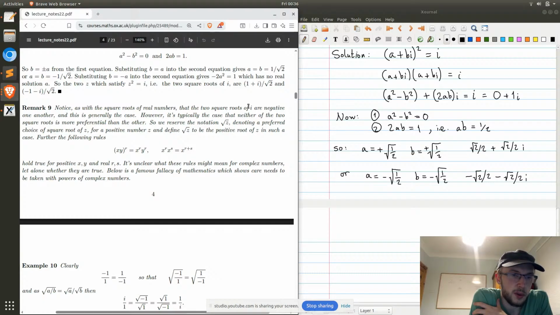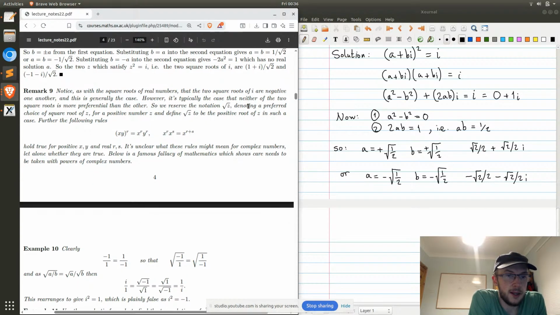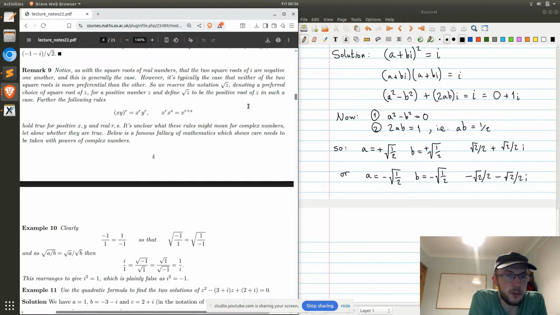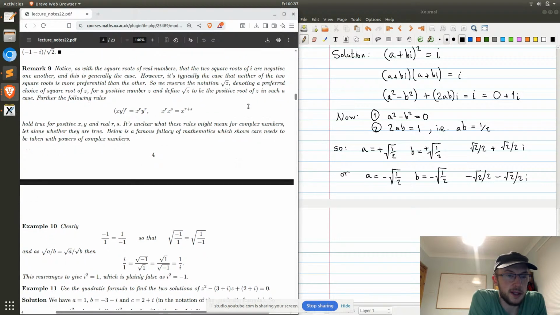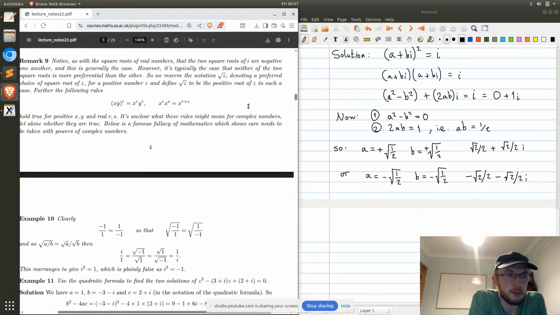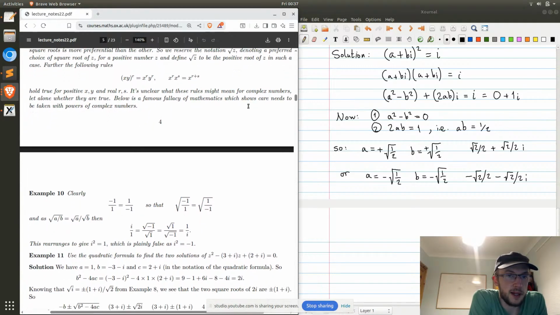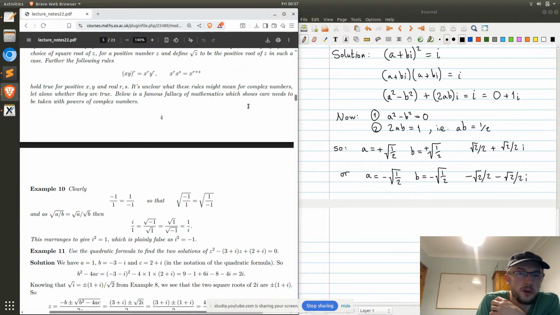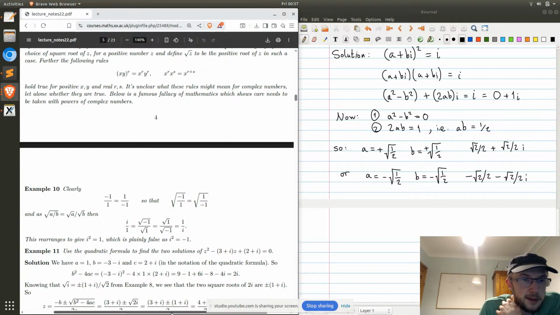Further, the following rules, x times y all to the r equals x to the r times y to the r, and x to the r times x to the s equals x to the r plus s, hold true for positive x, y, and real r, s. It's unclear what these rules might mean for complex numbers, let alone whether they are true. Below is a famous fallacy of mathematics which shows care needs to be taken with powers of complex numbers.